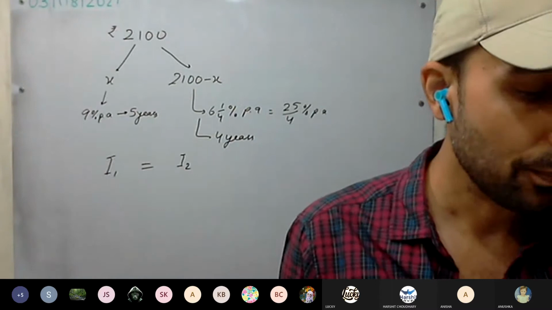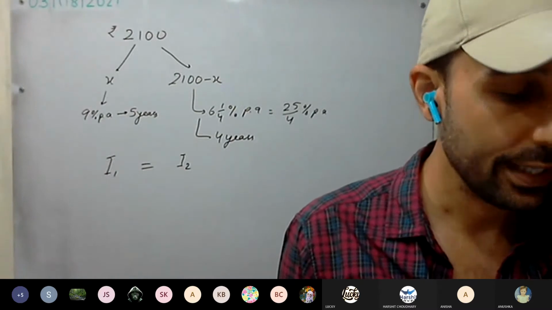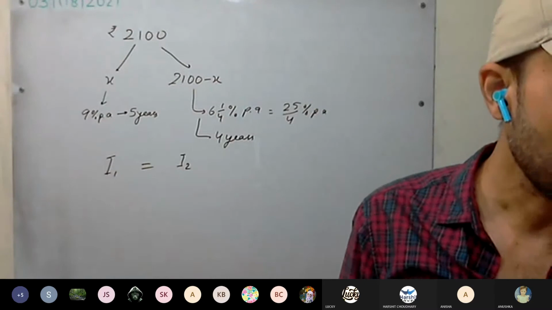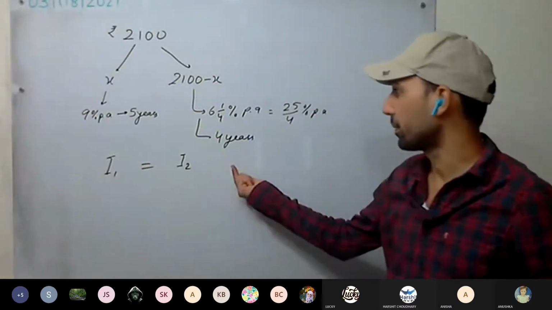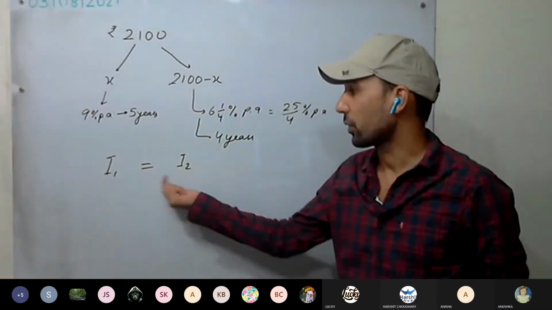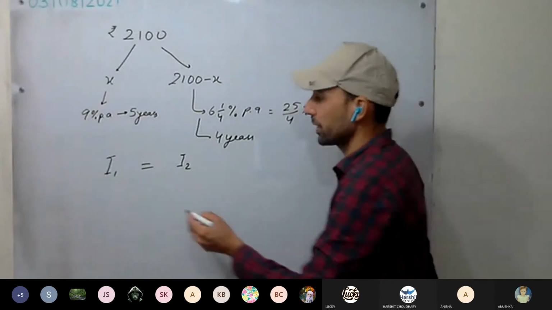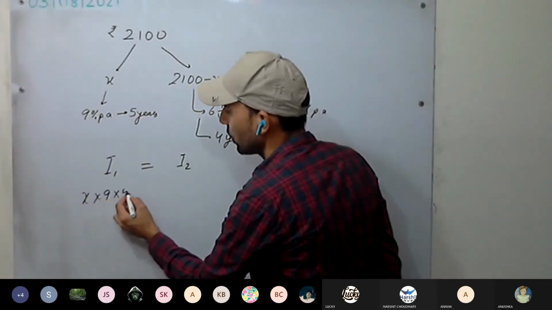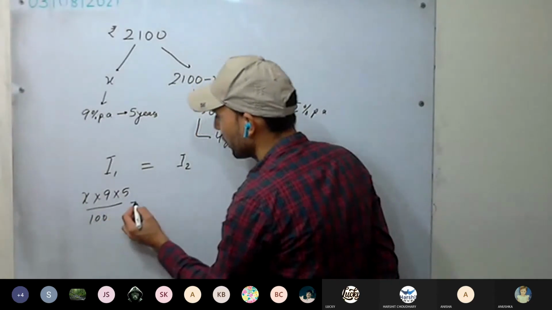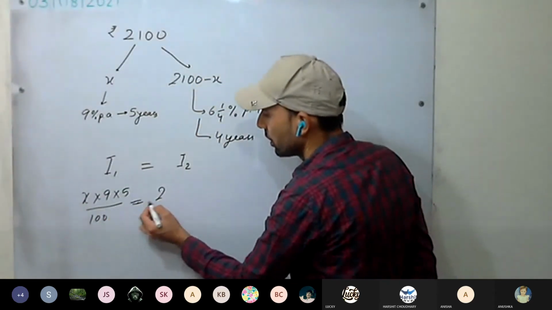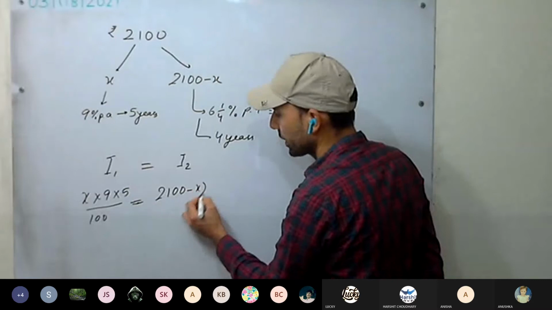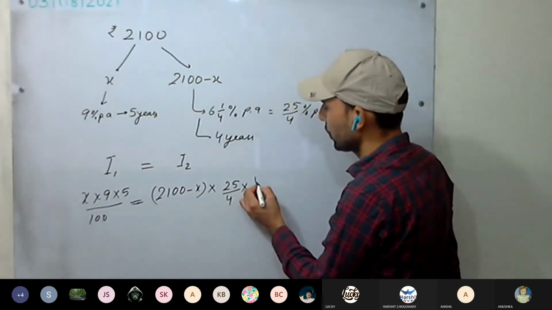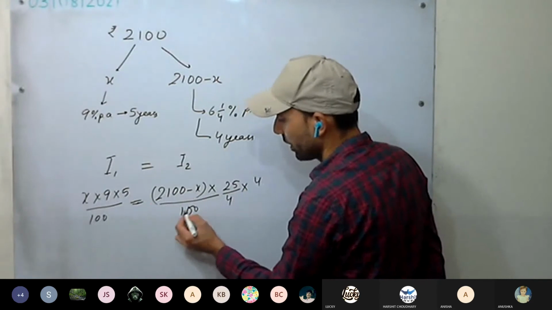If the interest on one part at 9% per annum for 5 years is equal to the interest on the other part at 6 1/4% per annum, these interests are equal. So calculate the interest here. How much will the interest be? x into 9 into 5 divided by 100 equal to (2100 minus x) into 25/4 into 4 years divided by 100.